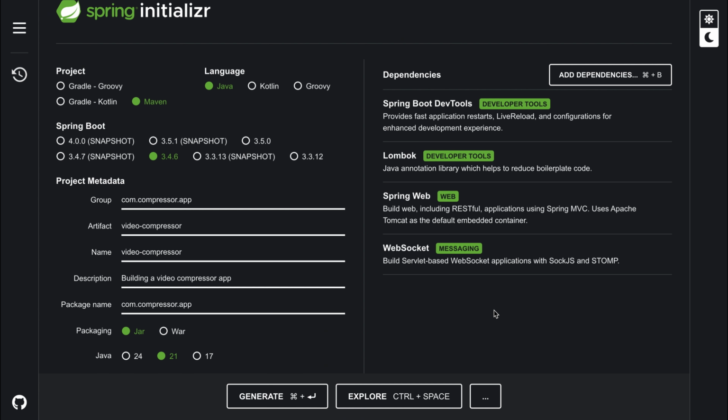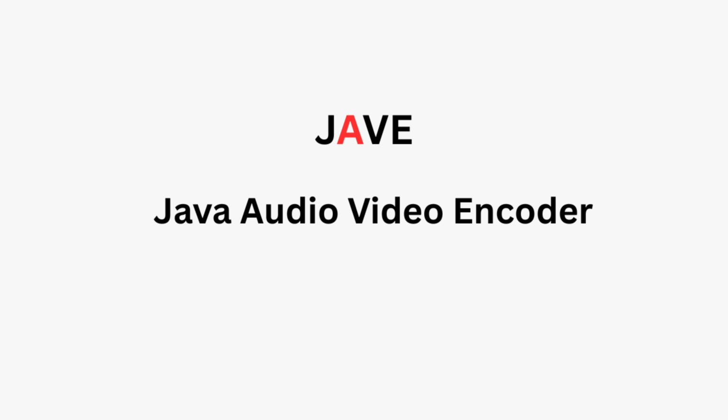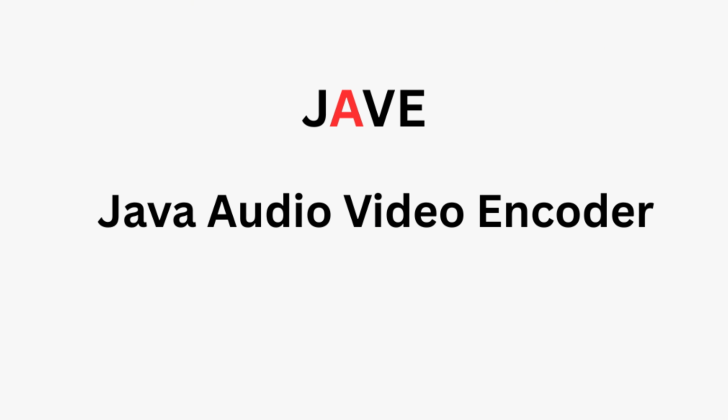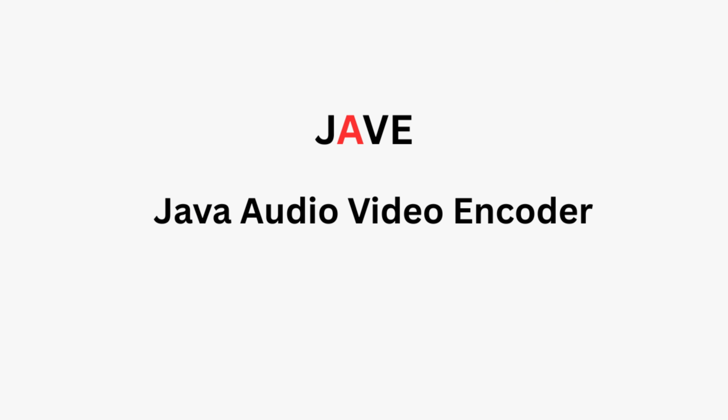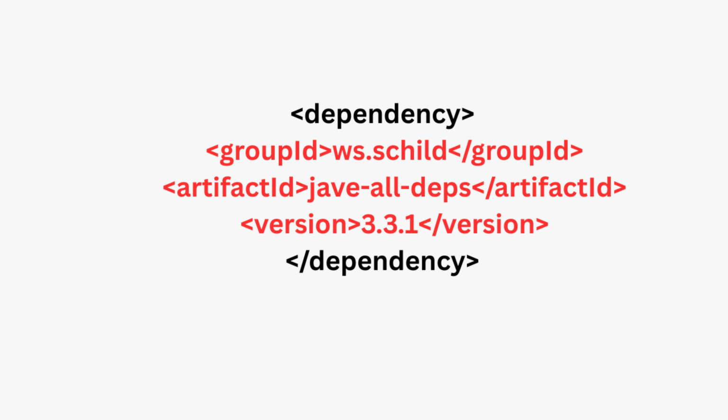All right. Now, the last dependency, we are going to add it in our pom.xml file, and it is called JAVE. All right. So JAVE stands for Java Audio Video Encoder. This library wraps around FFmpeg. It allows you to perform audio and video encoding tasks directly from Java code. So the JAVE all dependency version includes all native binaries for Windows, Linux, and macOS, so you don't have to install FFmpeg separately. We are going to be needing this particular dependency for our video compressor. So I'm going to add the dependency in our pom.xml.